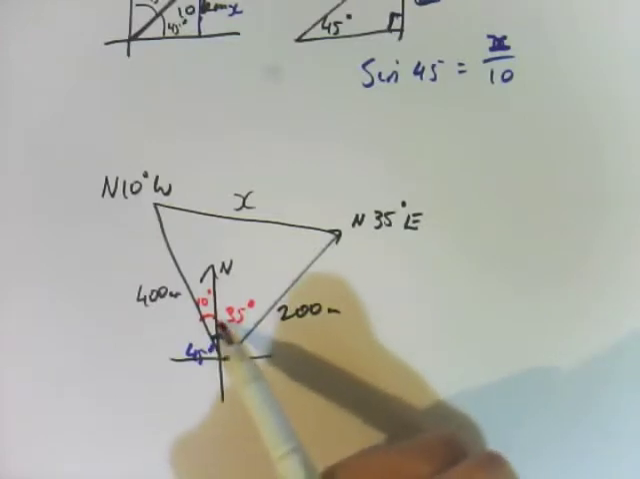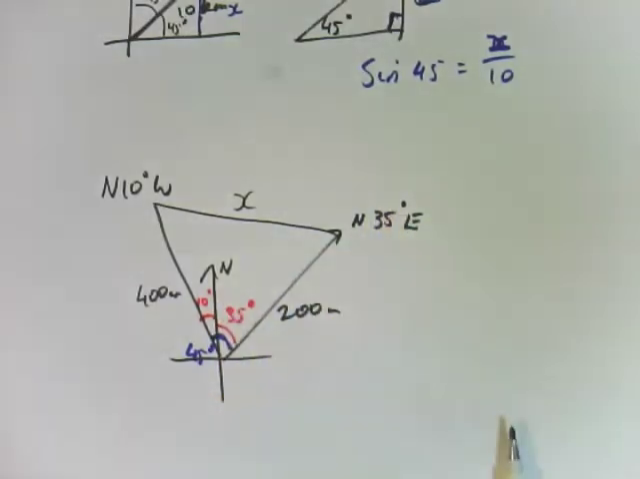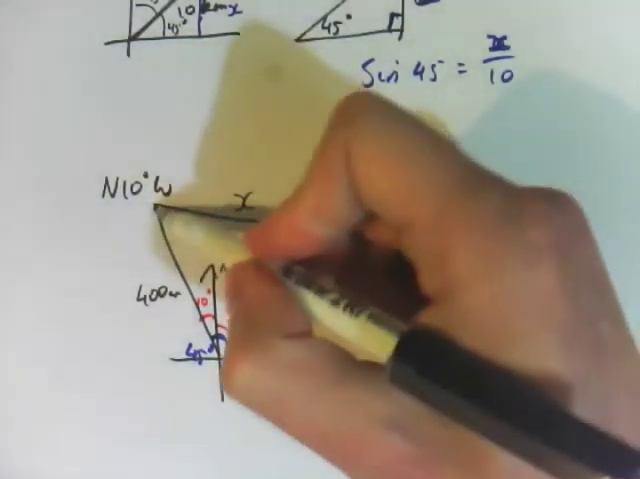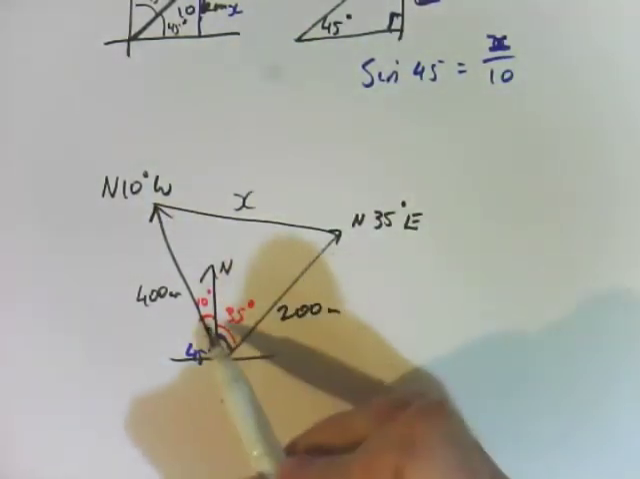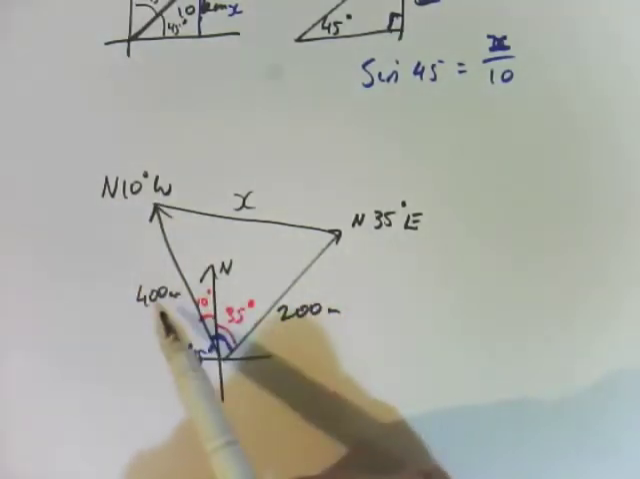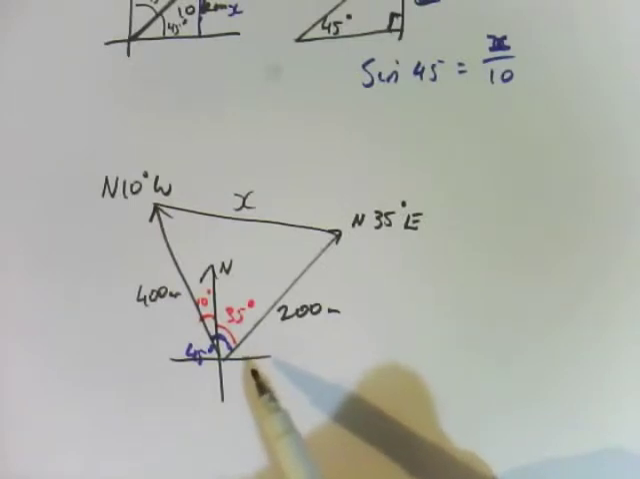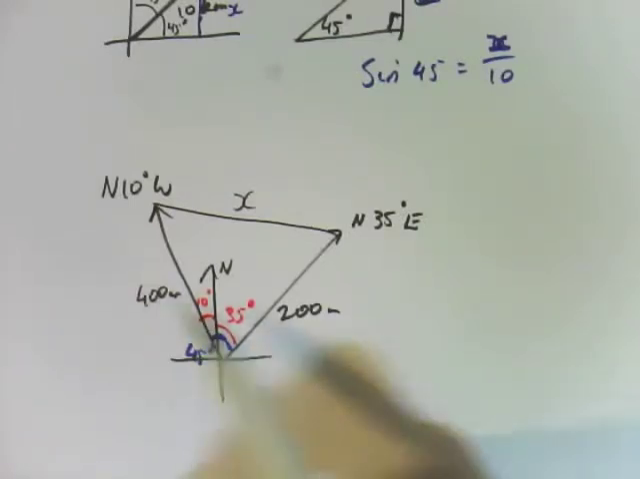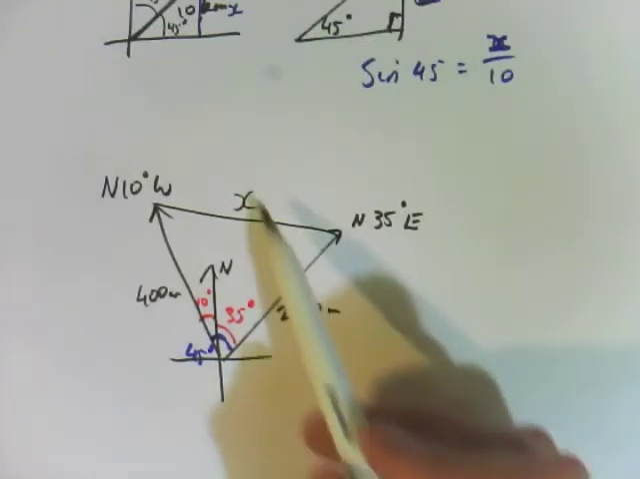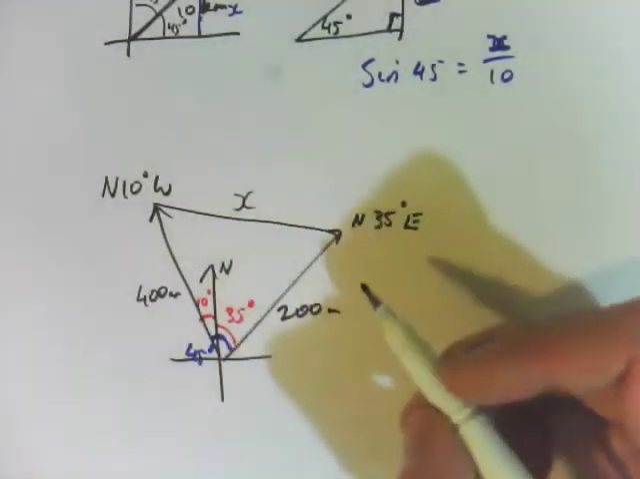Let's do that again. So the red angle there is 35 because we're north 35 degrees east. This little red angle here is north 10 degrees west, so we start at north and head 10 degrees west. So the total angle there is 45 degrees. If that's 45 degrees and we have this side and this side, we can work out the third side using the cos rule because we're not in a right angle triangle.